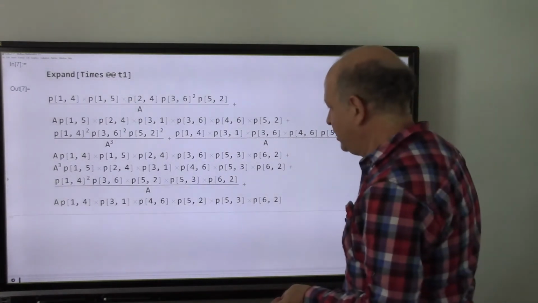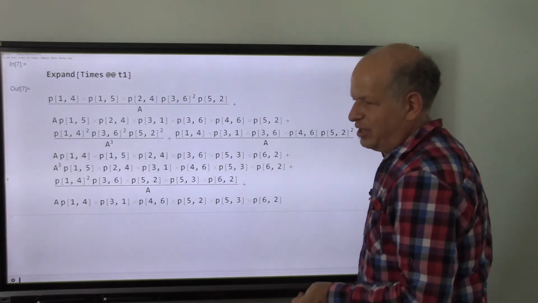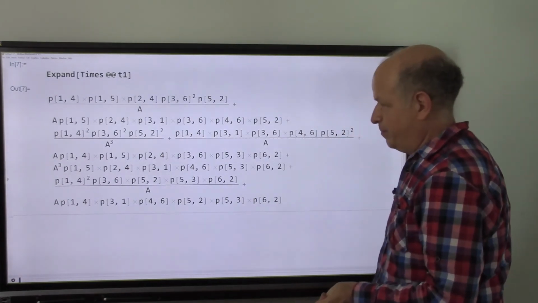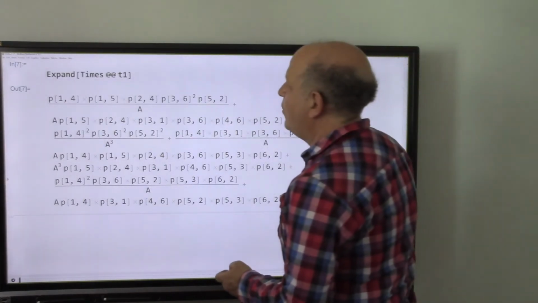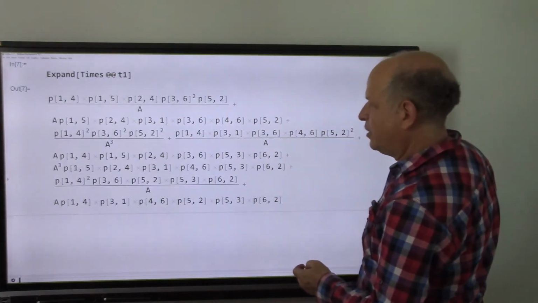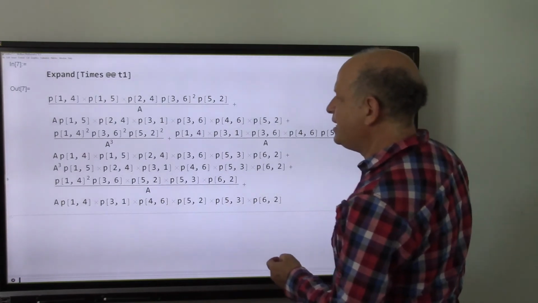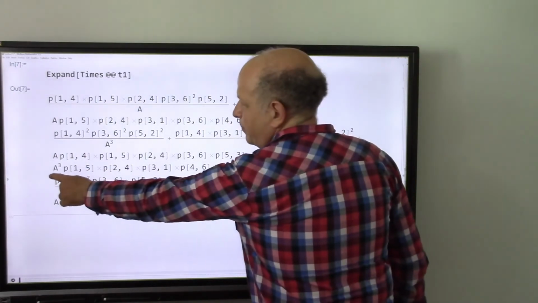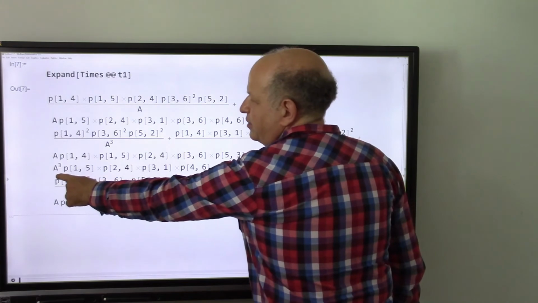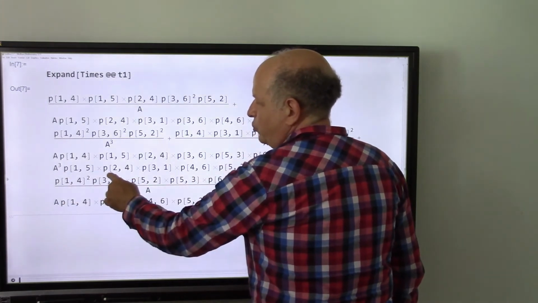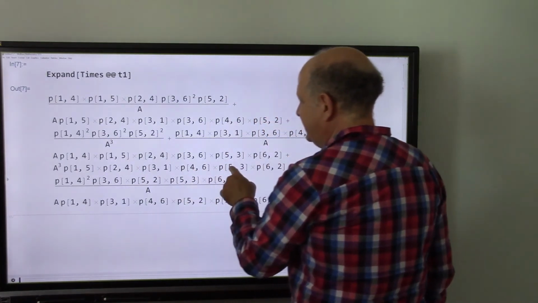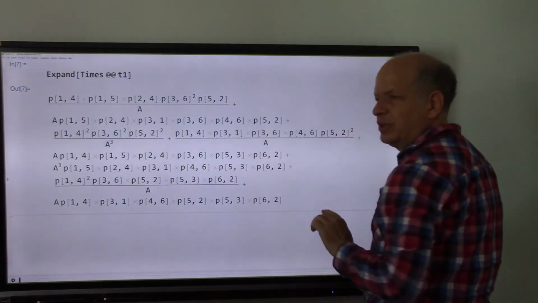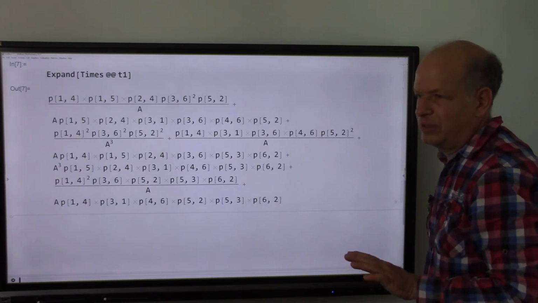Maybe we should try to interpret one of them. So, for example, how about the one that comes with A cubed? So this one. So can somebody write it down? A cubed, 1524, 1524, 31, 46, 53, 62. Did somebody write this down?